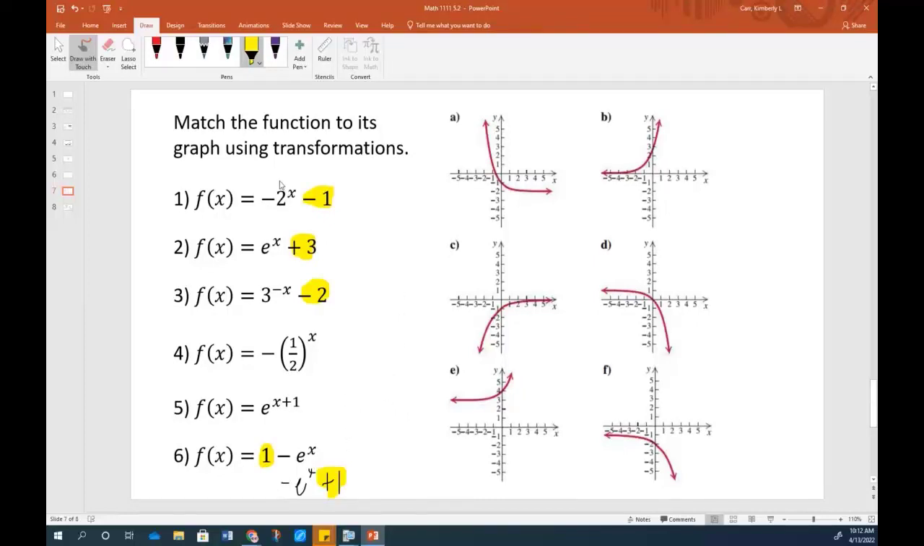Now, what I can see here is that if it's 2 to the x, I know it would have been growth. But this reflected it, and it takes those positive values and makes them negative. So instead of going up, it actually is going to go down. So I'm looking for something like this shape that has an asymptote at -1.